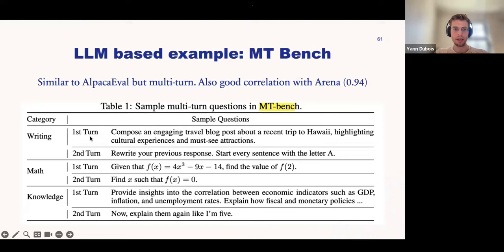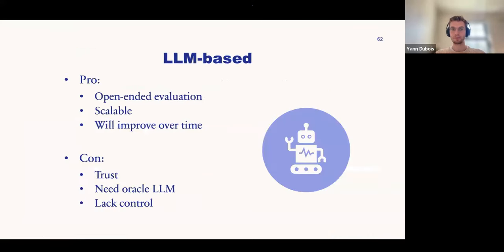And the type of questions are things like first turn, compose an engaging travel blog post about a recent trip to Hawaii, blah, blah. And then second turn might be like, oh, rewrite now your previous response, start every sentence with the letter A. So it's actually pretty cool that it's about multi-turn.